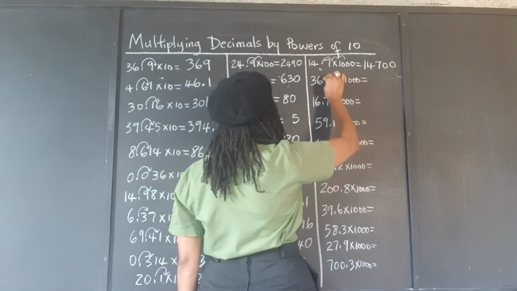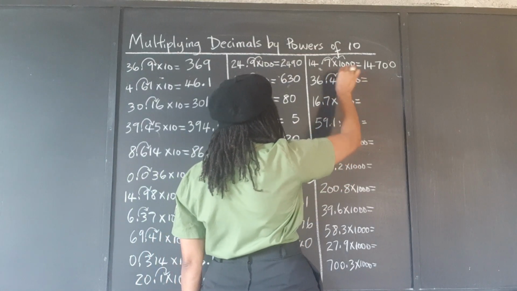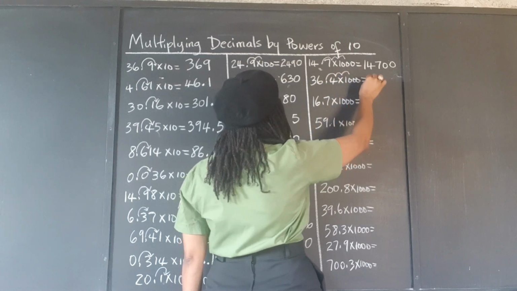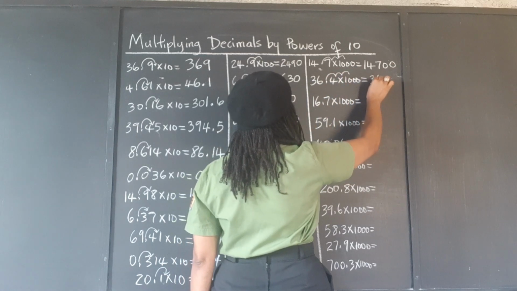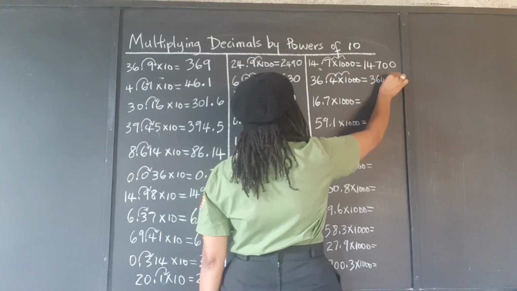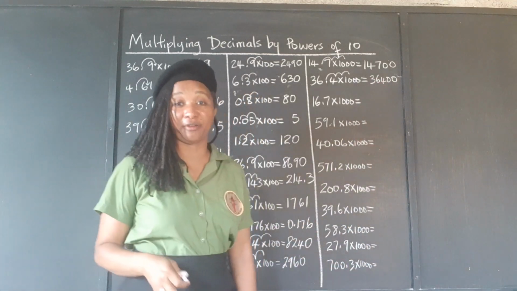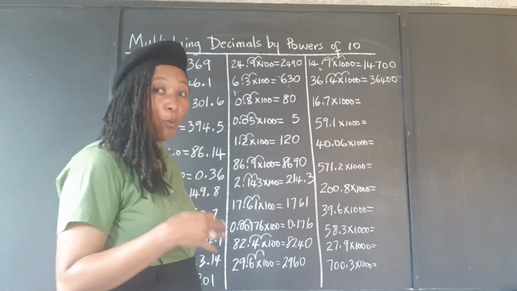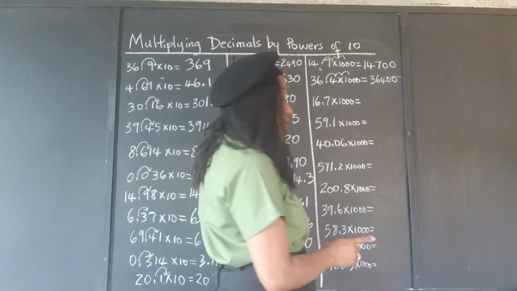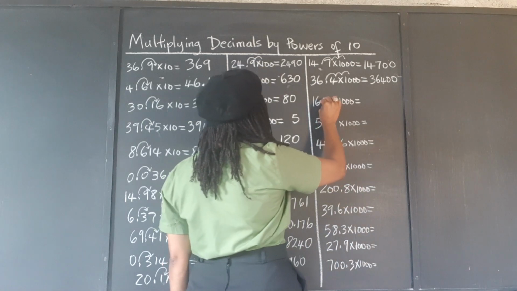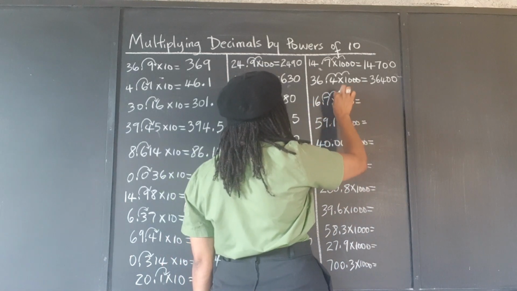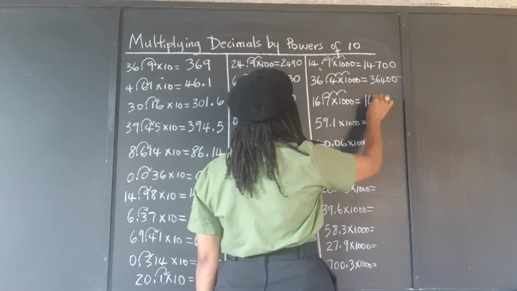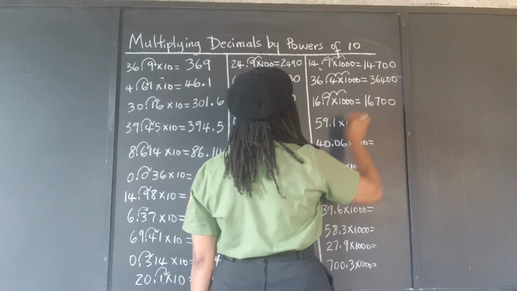36.4, 3 places will be 1, 2, 3, again 2 zeros. Remember, it's 1,000 we're multiplying by now. So these numbers are becoming much, much bigger than the original number. We're multiplying by 1,000. They're much bigger now. So it's 3 places, 1, 2, 3, 2 zeros. We're going to add 16,700.